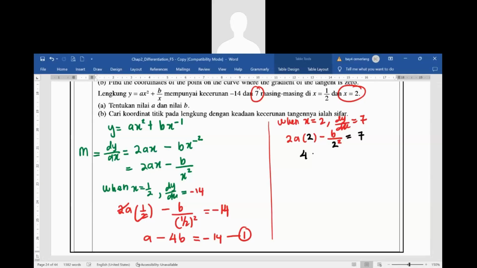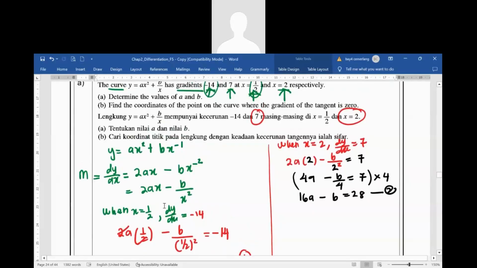Equals to 7. So 4a minus b over 4 equals to 7. To get rid of this 4, we multiply the whole equation by 4. So 16a minus b equals to 28. Equation number 2. And then, of course, you can solve by simultaneous equation.